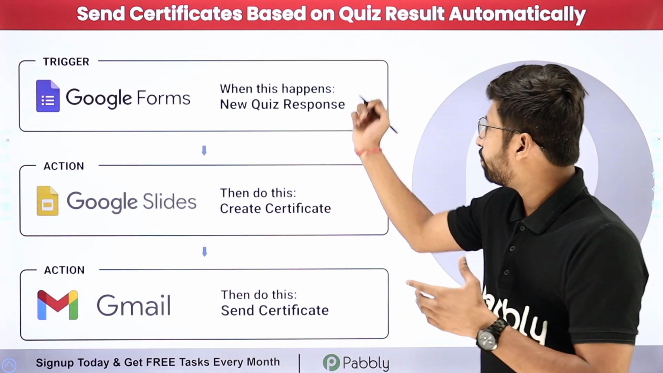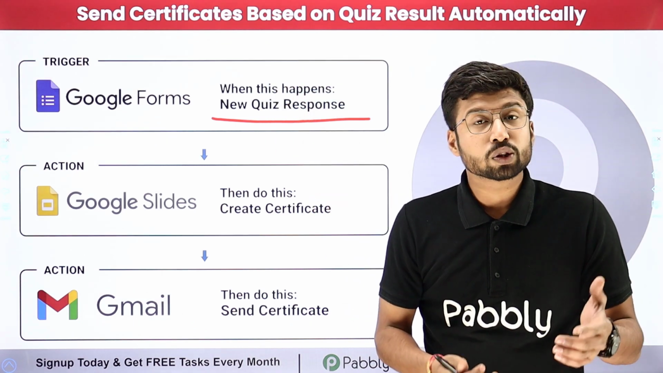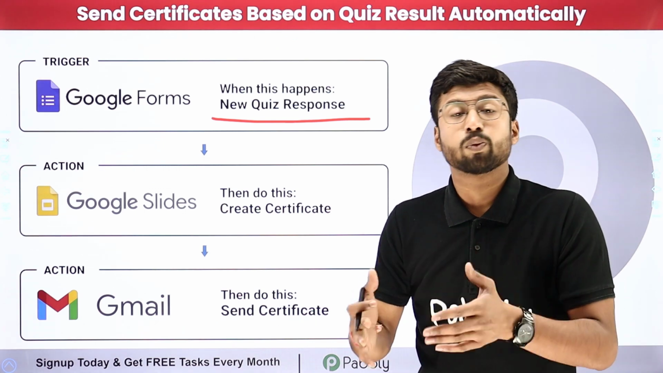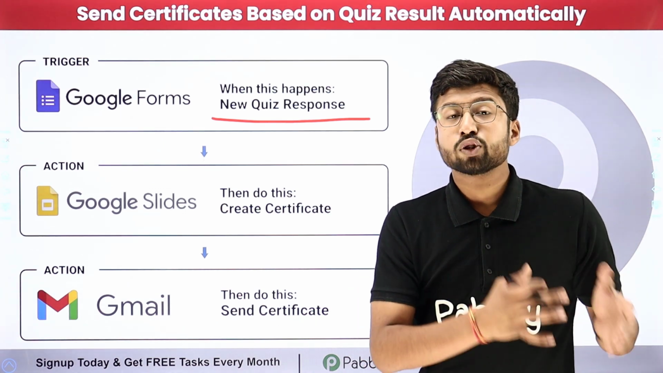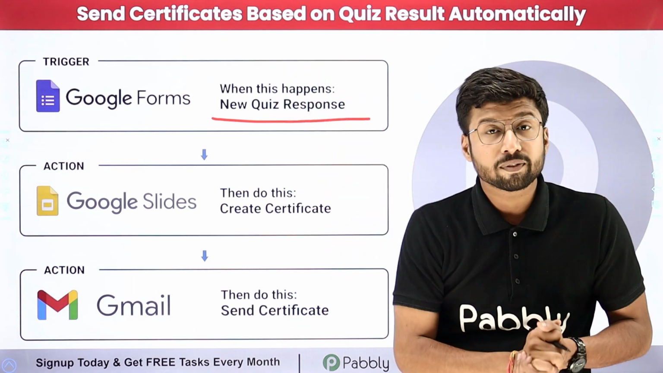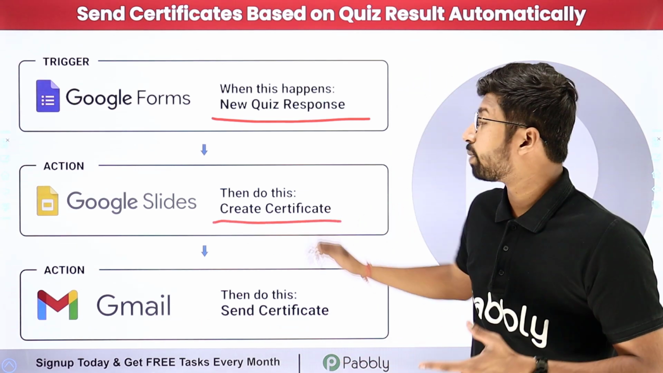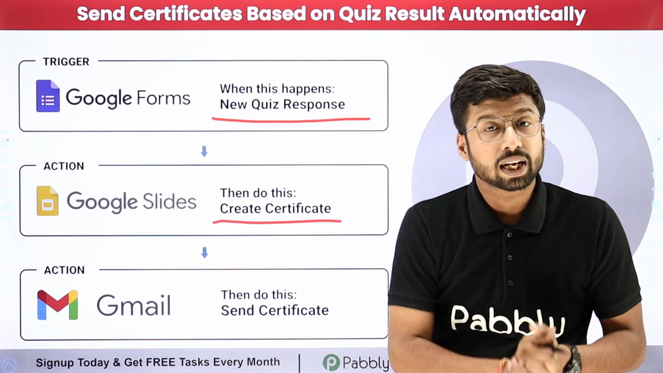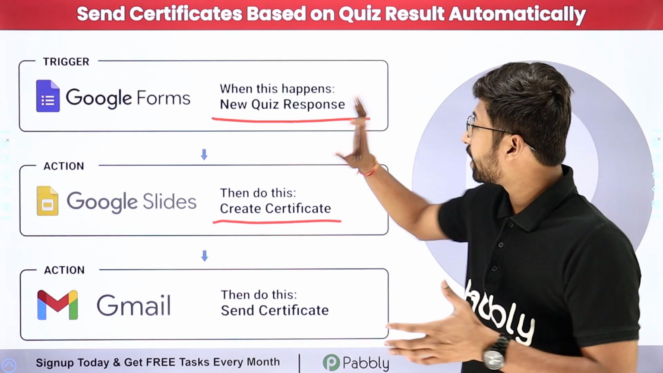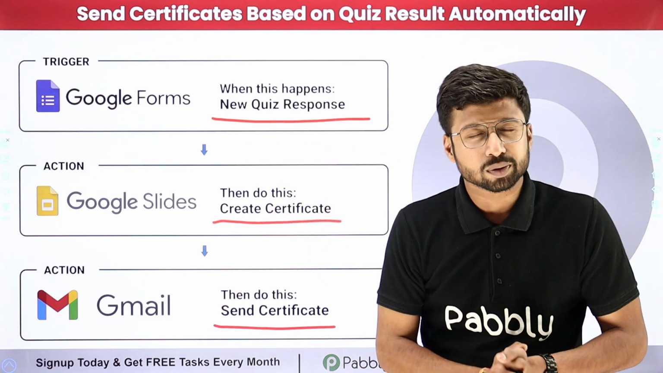So in this automation, whenever we receive a new quiz response in Google Forms, first using this automation, we are going to check what their score is. Have they scored more than 6 points or not? And after ensuring that they have scored more than 6 points, using the same response which we have received in Google Forms, we are going to send the details and create a certificate from them using a template in Google Slides. And after creating the certificate, we are going to send the PDF file of the certificate to the same person who has attended the quiz as an email from our Gmail account.